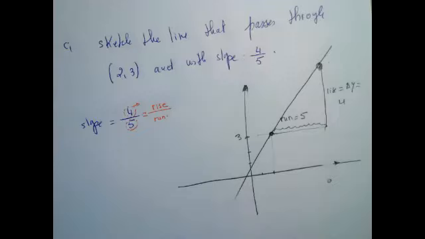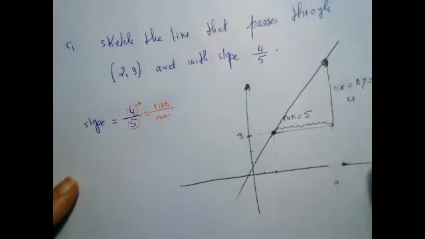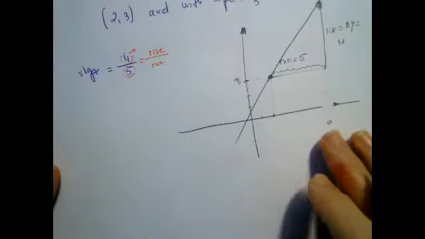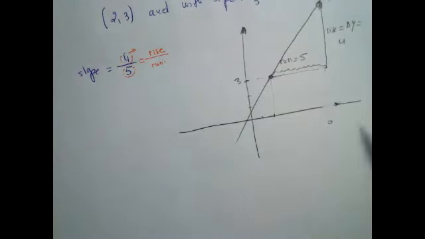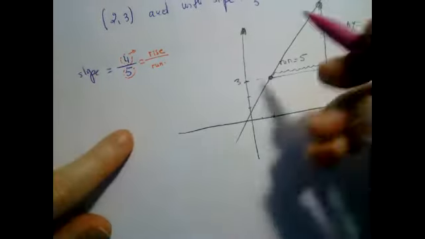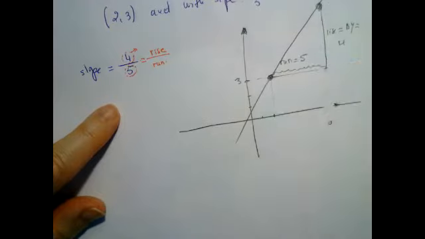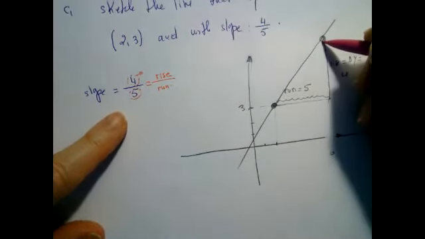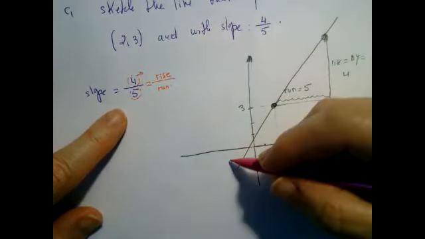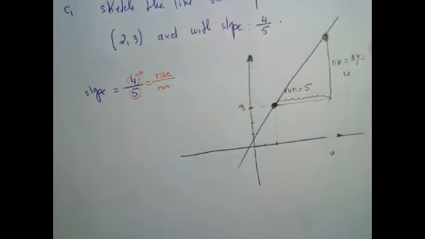Okay. So simple exercises, but they tell us something important. They tell me that if I know a point and I know the slope, I can draw the line. There is one line that satisfies that.